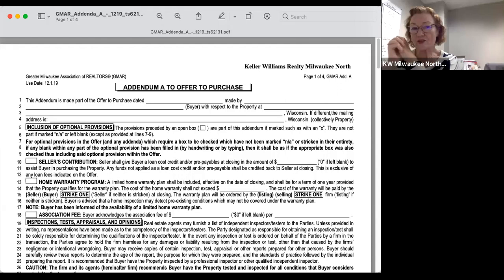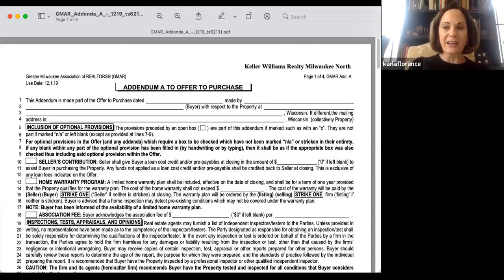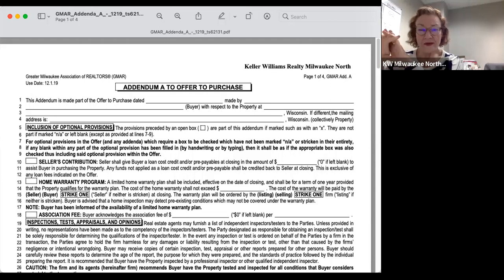Per transaction coordinator so that they have the contact information for the other side. It's basically, and I'll repeat this when we get started, the Addendum A is a consumer protection form. And obviously the GMAR is more so than the WRA, which is only 2 pages, but it is heavily legally a consumer protection form.